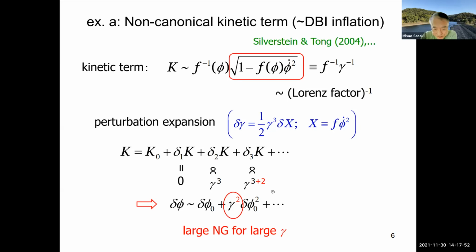You may have a large non-Gaussian fluctuation in the perturbation of the scalar field, which eventually gives rise to the scalar field fluctuations proportional to the curvature correlation. It gives rise to some large non-Gaussianity.